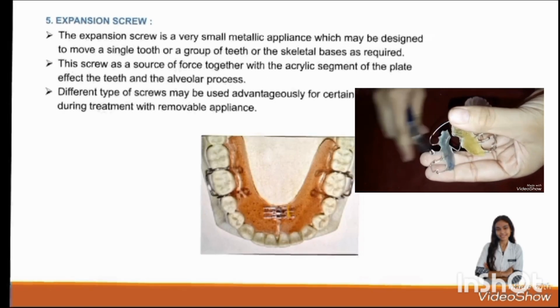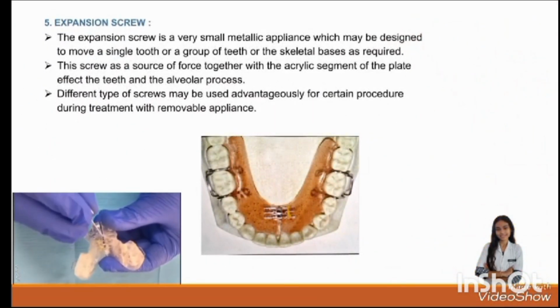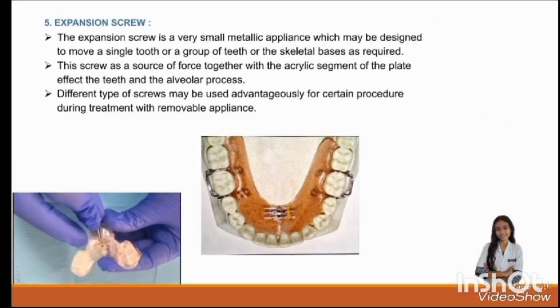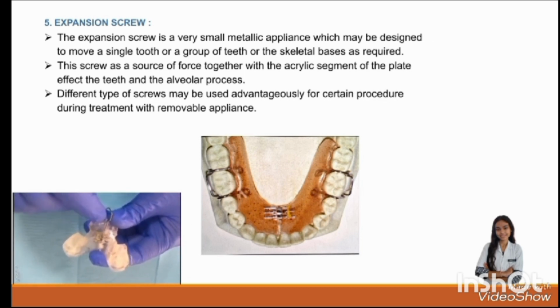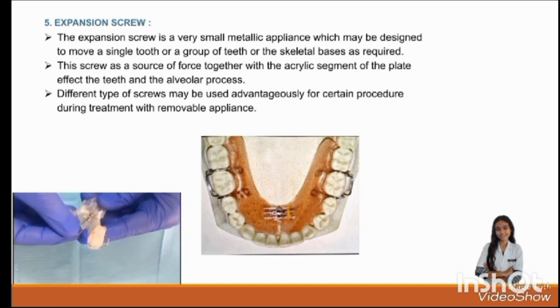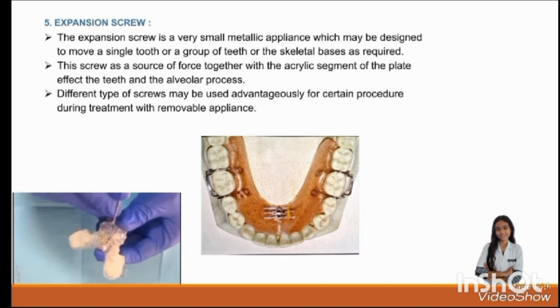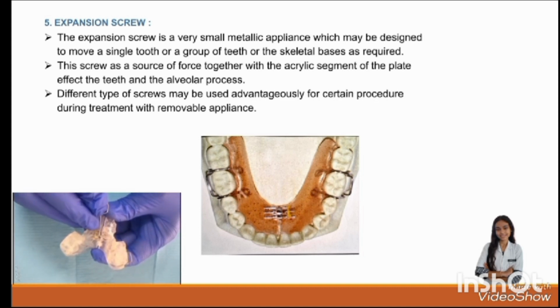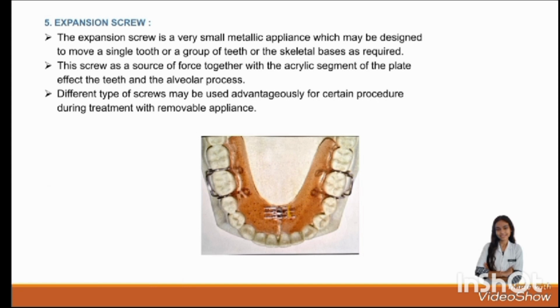Fifth one is the expansion screw. The expansion screw is a very small metallic appliance which may be designed to move a single tooth or a group of teeth or skeletal bases as required. This screw is the source of force which, together with the acrylic segment of the plate, affects the teeth and alveolar process. Different types of screw may be used advantageously for certain procedures during treatment with a removable appliance.